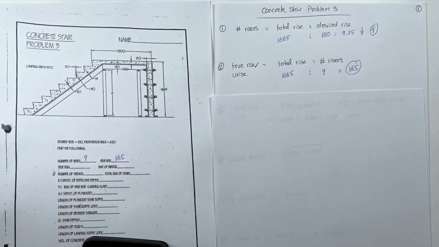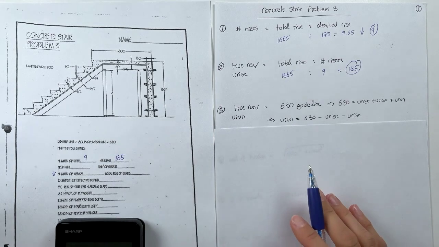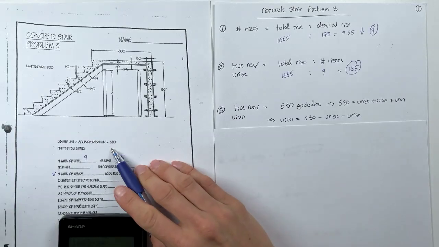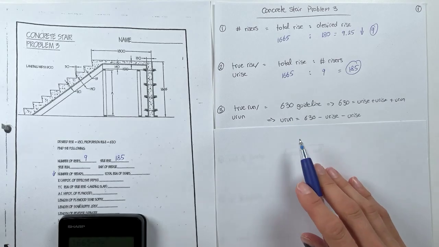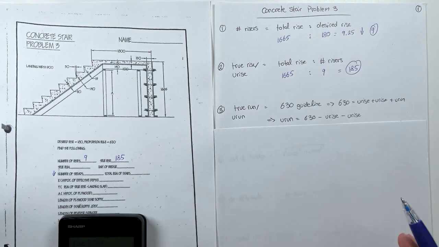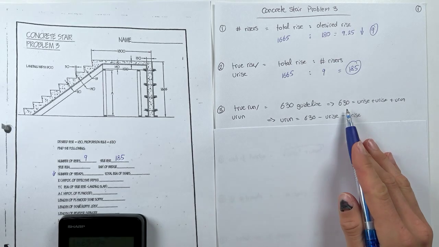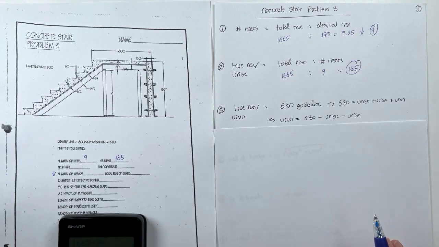185. Now, the true run or unit run, again, interchangeable terms, there are several guidelines. This worksheet gives us the guideline of 630. And all that means for any of these guidelines, they are not set in stone. It just means if you make your stair with this guideline, it makes a comfortable stair to walk up. The most comfortable is 32.5 degrees. And that is all that it is.